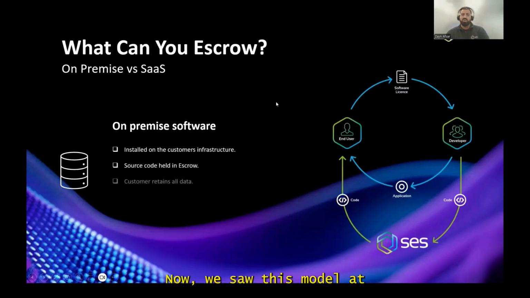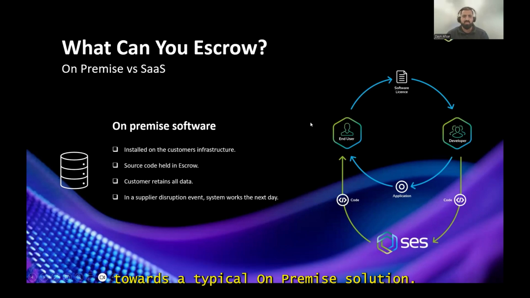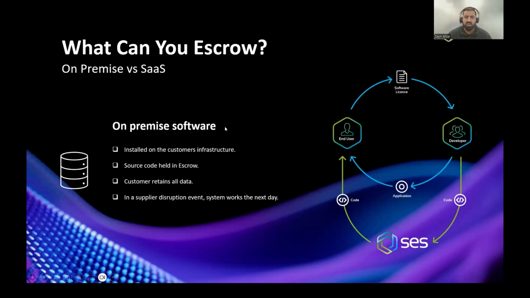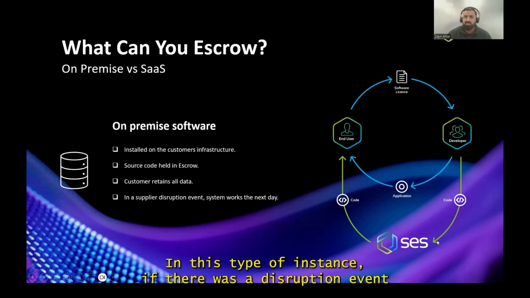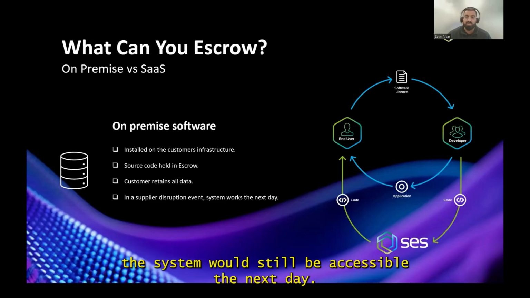Now, we saw this model at the start of the presentation. It is very much catered towards a typical on-prem solution. On-prem software is installed on the customer's infrastructure, and as I mentioned, the source code is held in escrow. In this type of instance, if there was a disruption event, because the system is installed on site on the customer's infrastructure, the system would still be accessible the next day.